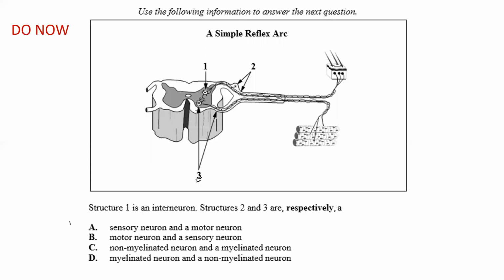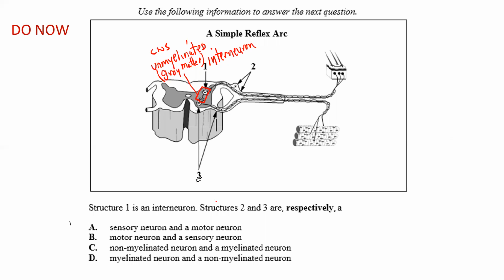Let's take a look at this question here. Structure 1 is an interneuron. Okay, so this is our interneuron. Notice that it is unmyelinated. How do we know that? Because it is gray. It makes gray matter. There's no Schwann cells. It's part of the central nervous system.